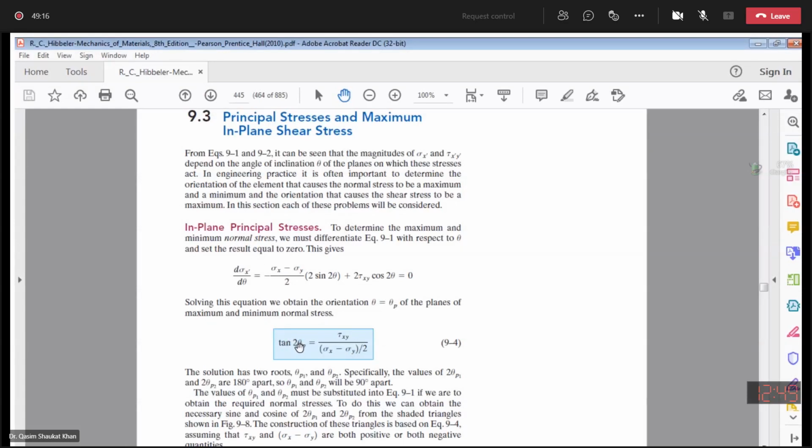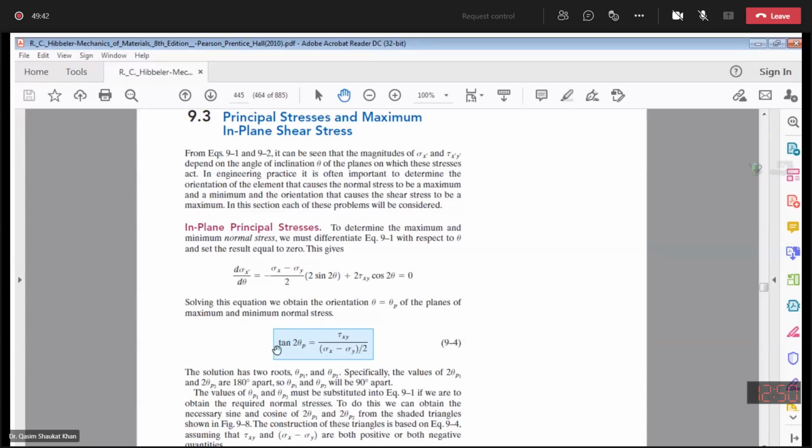This is tan 2 theta, with subscript P. P stands for the principal planes. So over the principal planes, I will get the maximum and minimum normal stresses. You can say the principal stresses.